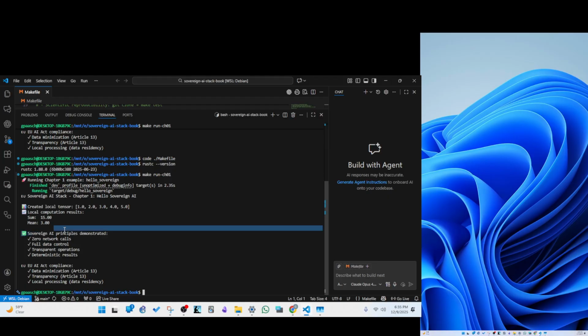See, it's sovereign, right? This is running on my local system here. So I didn't call out to use an API, anything like that. All the data is mine. It doesn't belong to a big company that could potentially use it for things that aren't aligned with my own personal interests. Transparent operations, deterministic rules, EU AI Act compliance, data minimization, transparency, local processing. So this is perfect.